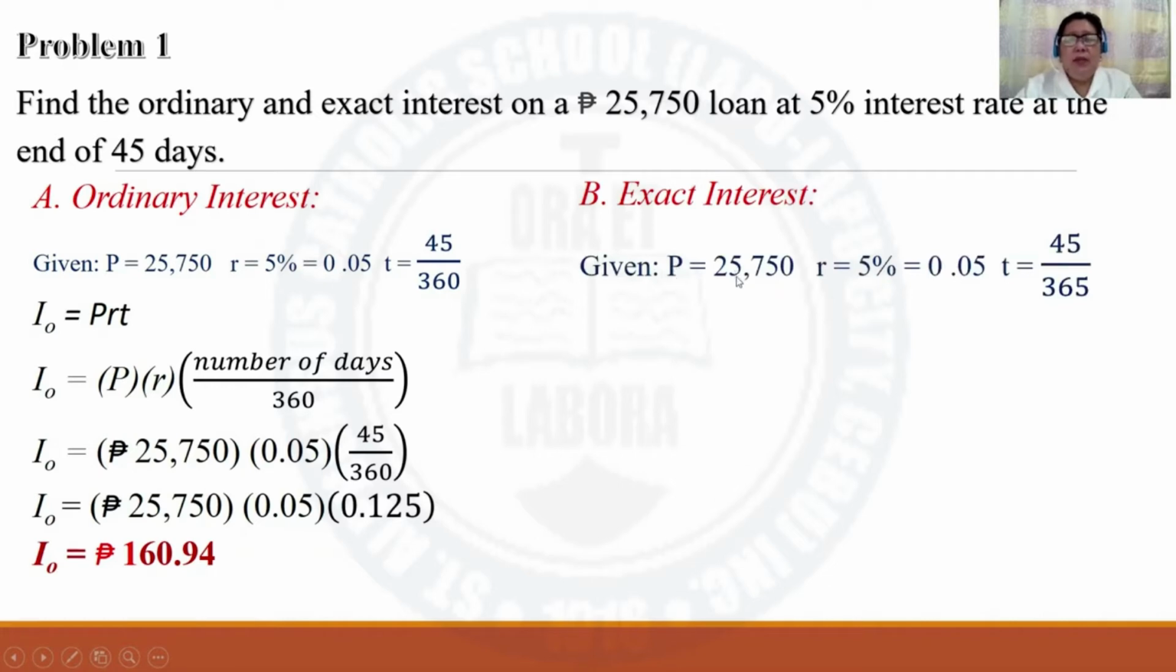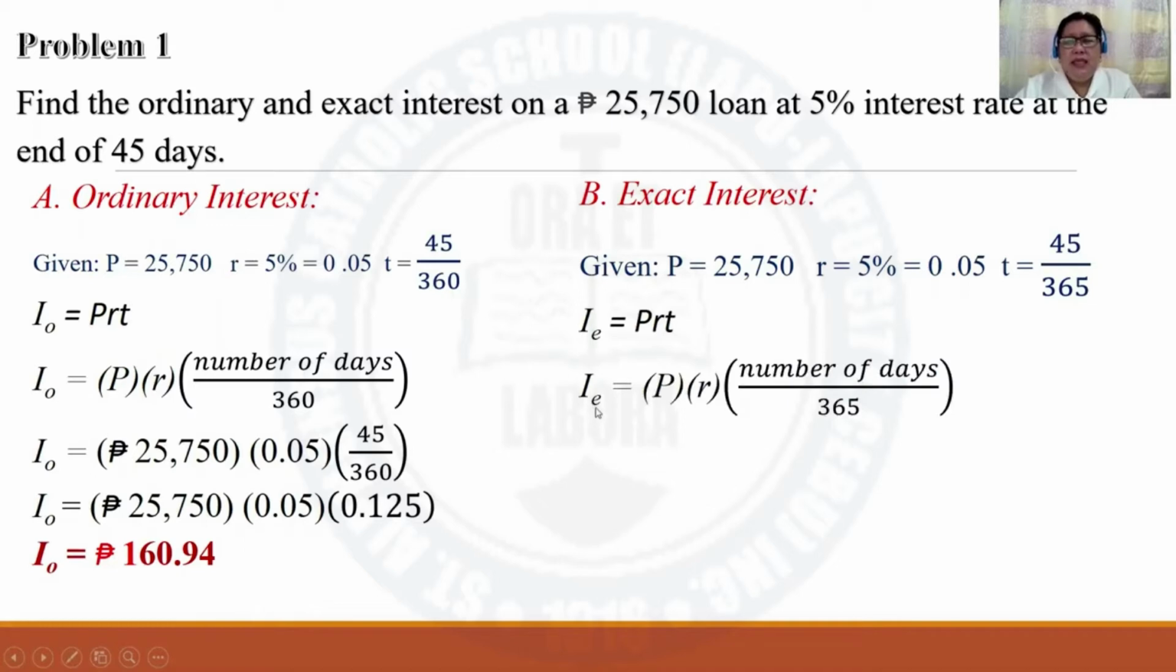Next, let us have the exact interest. Given, still we have the principal 25,750 pesos. Still the rate is 5% or equivalent to 0.05. And T is equal to 45 over 365 by this time. So, using the formula, I is equal to PRT, and since this is exact interest, then we convert time into number of days over 365.